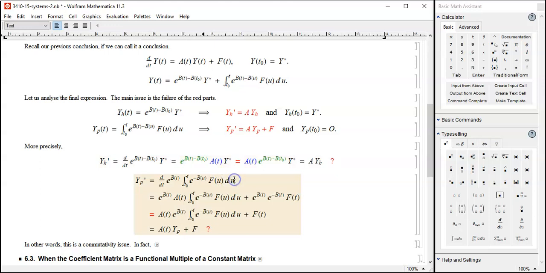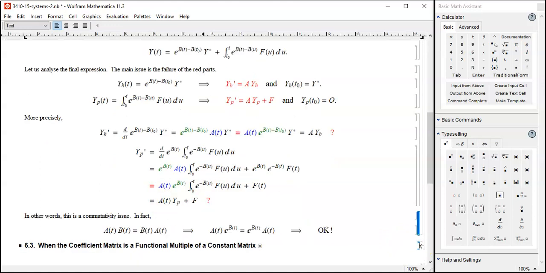Here's another problem here about the particular solution part. Again, the same problem here. This A here, which I just highlighted in blue, must come outside like this, switching the order. Consequently, we get that. And from here to there, switching the order of the multiplication. It doesn't always work because matrix multiplication is not commutative. So the failure, in fact, is a commutativity issue.